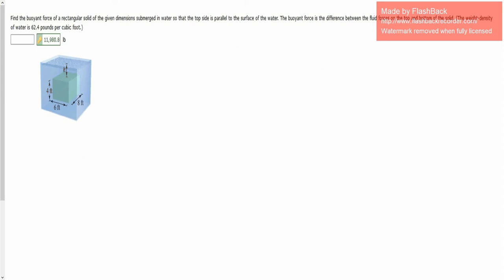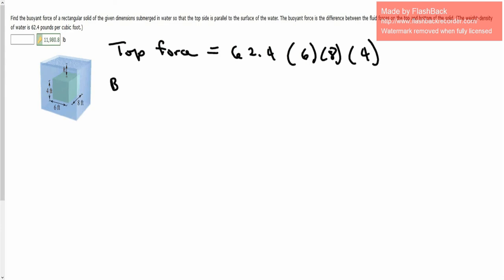Find the buoyancy. The buoyancy force is here. We take the fluid force at the top minus the fluid force at the base. The top force is equal to the weight density, 62.4, times the volume, which is 6 times 8 times the height, 4. And then the bottom force is the 62.4 weight density times the base area, 6 times 8. Here the bottom has a height of 0.